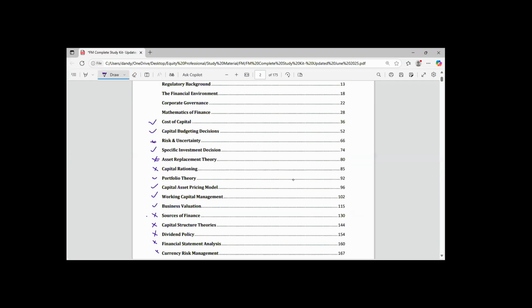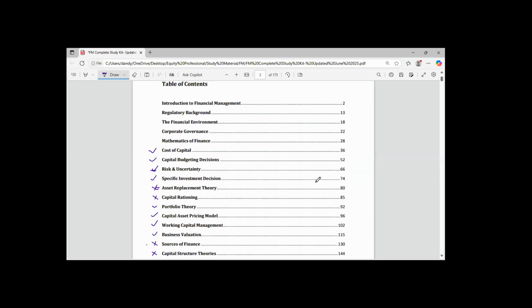Then in the current syllabus, we could not find mathematics of finance. So pending when ICAN releases their study pack, we need to check if mathematics of finance will be embedded in the scope of financial management. That is why we have to include it in this material. However, all the other ones are purely theoretical.